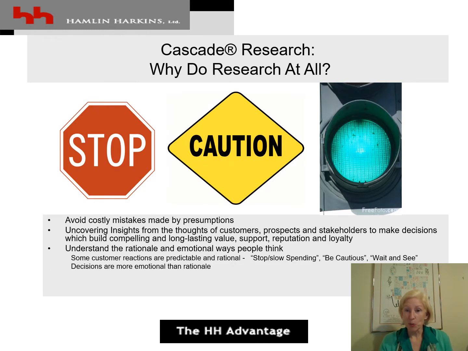Let's start first with, why do we research at all? If we want to not presume and save ourselves the cost of it, that would be one. And understanding how customers or prospects or stakeholders actually make the decisions is built on really an understanding of their immediate thinking and their long-term thinking. And if we understand that people's decisions are made both from a rational standpoint and an emotional one, then we can slow down a little bit and sort out how much of this in their decision actually comes from one versus the other.